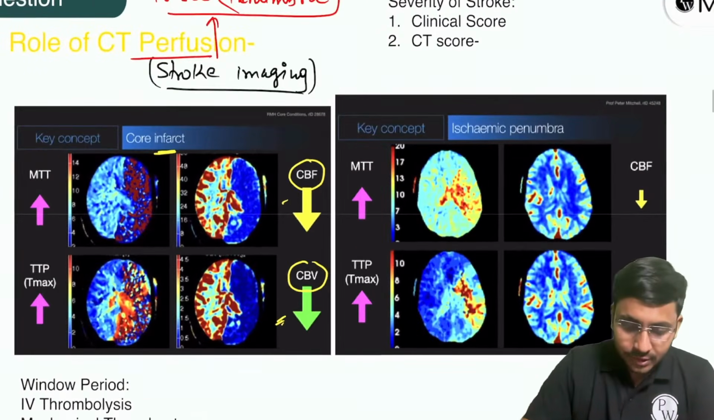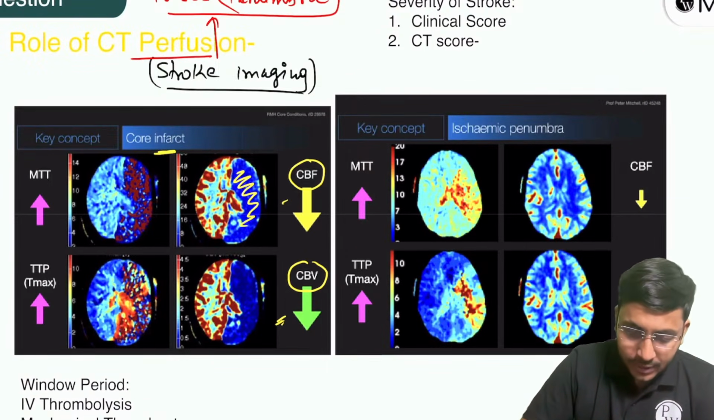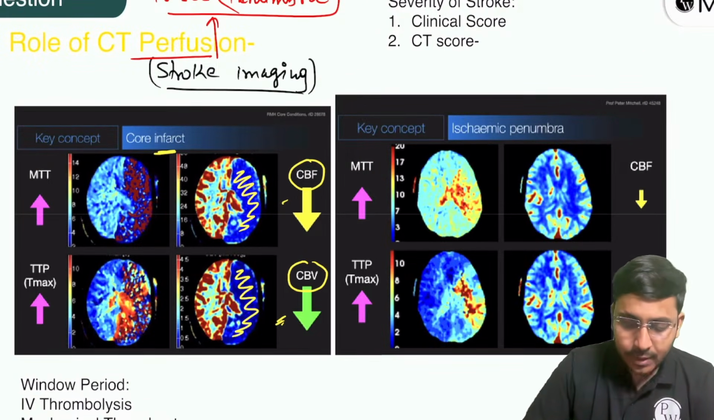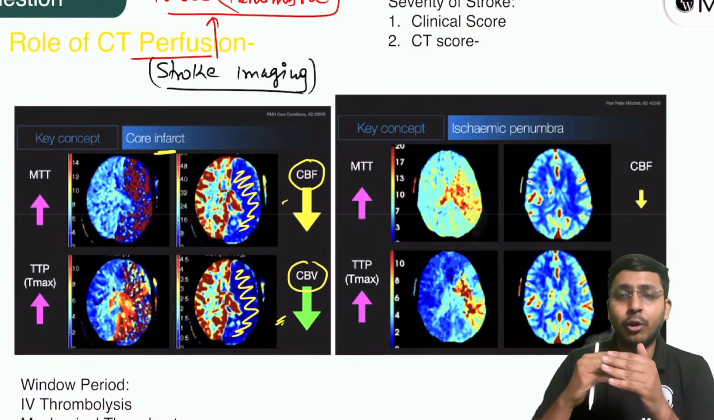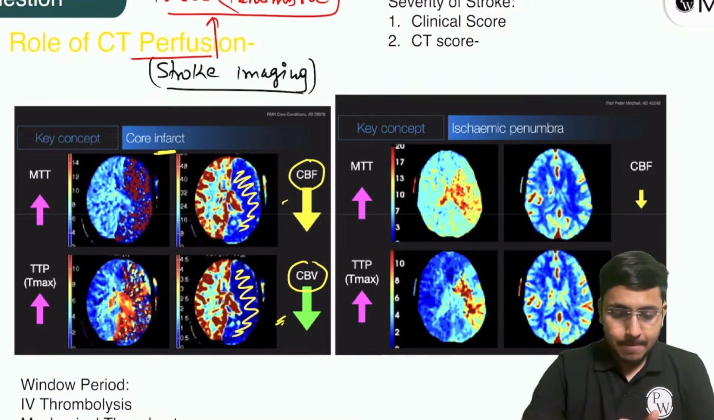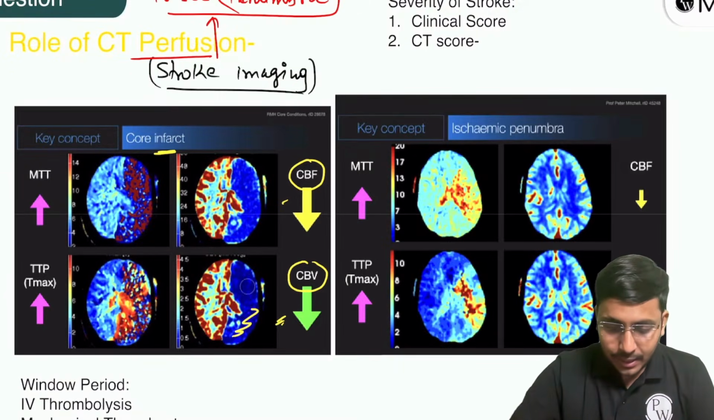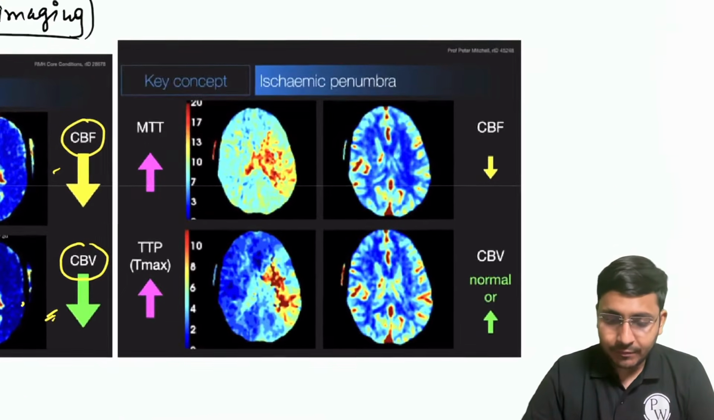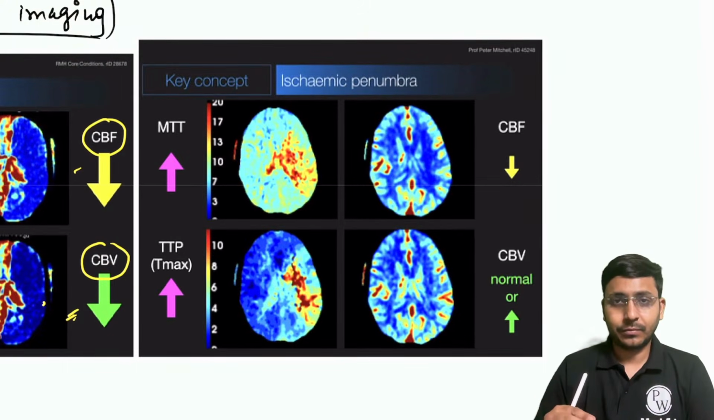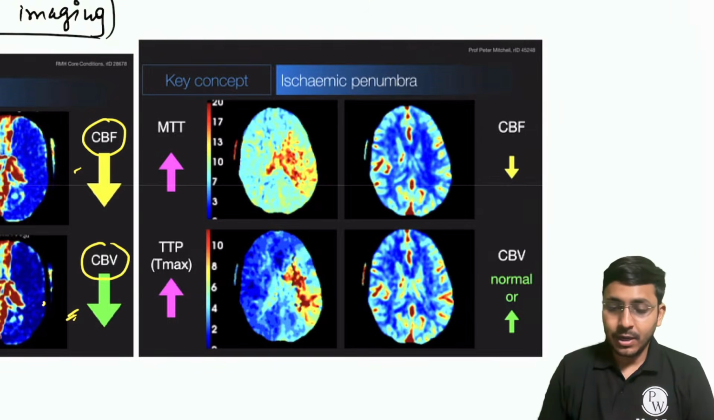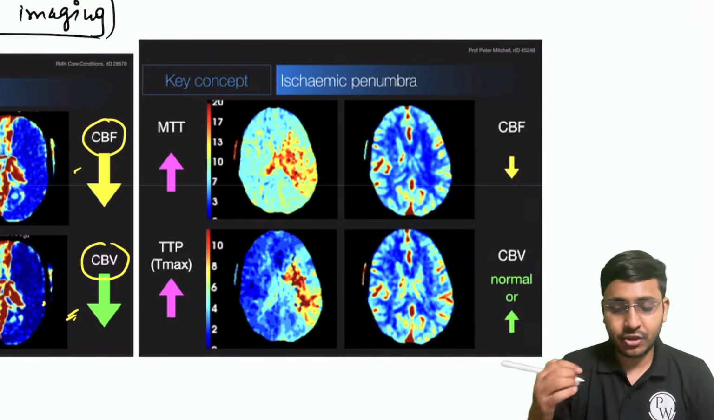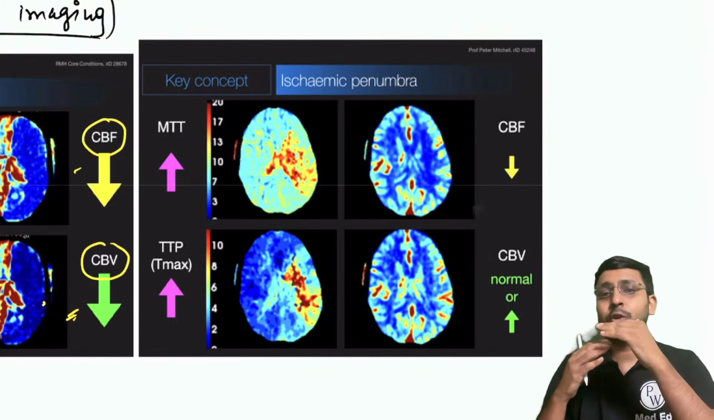So the area that is blue here is the same area that is blue here. That means cerebral blood flow and cerebral blood volume are matching. But in an ischemic penumbra, in which the blood flow is less but CBV is normal, you will see that there is a mismatch between the two maps.